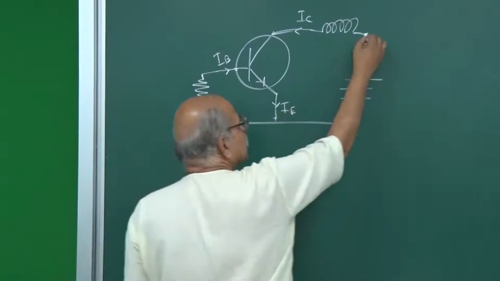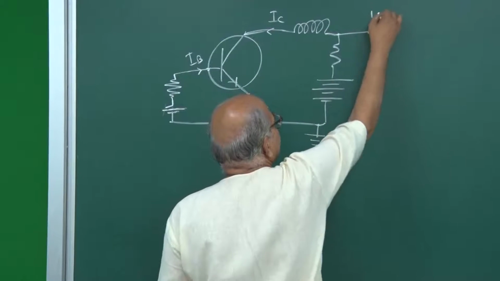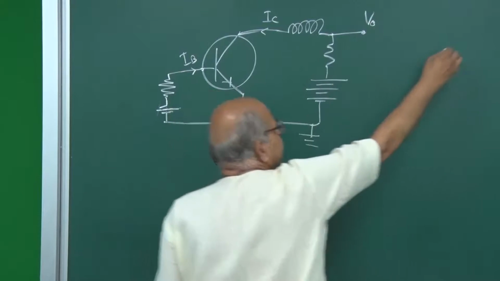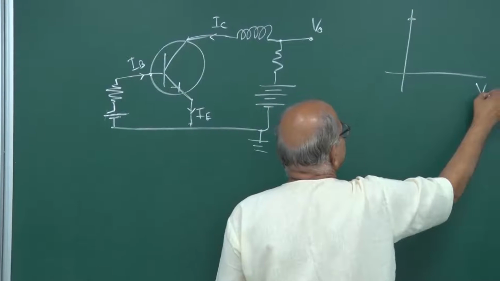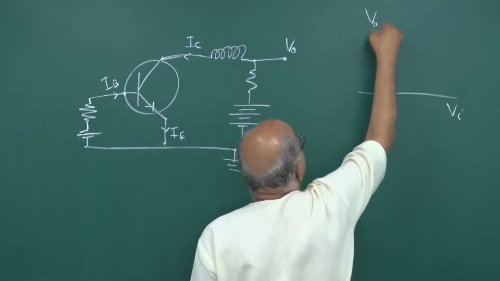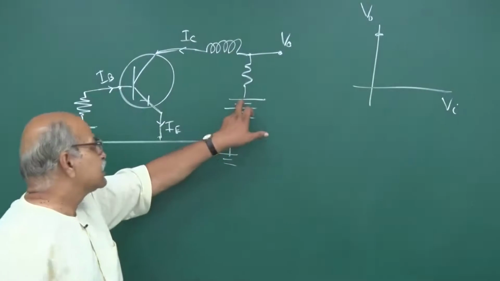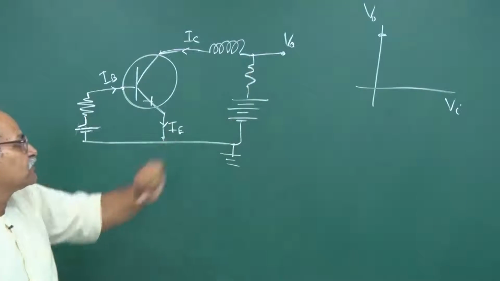And if you think of this VO here, then you are in this region. You are here. VI is 0 and VO is maximum. Whatever is voltage here, that appears here. You are in the cutoff region.